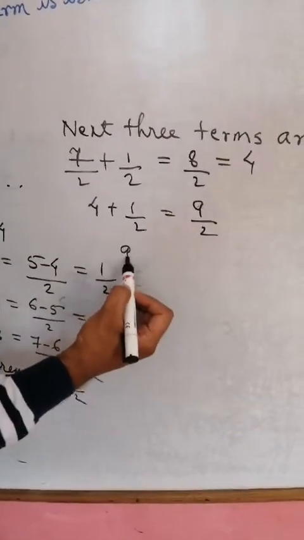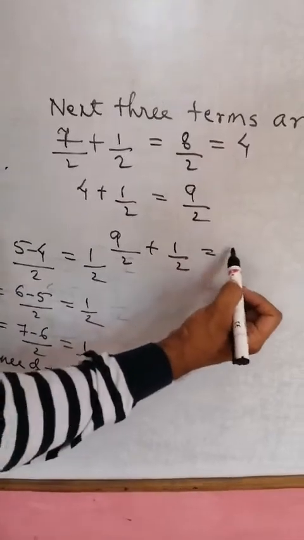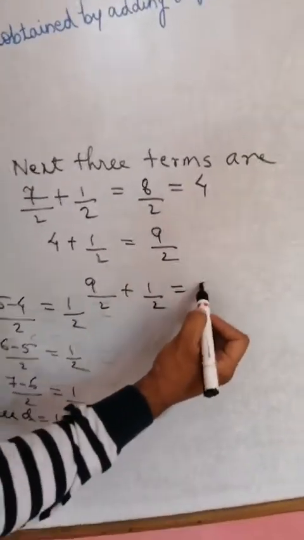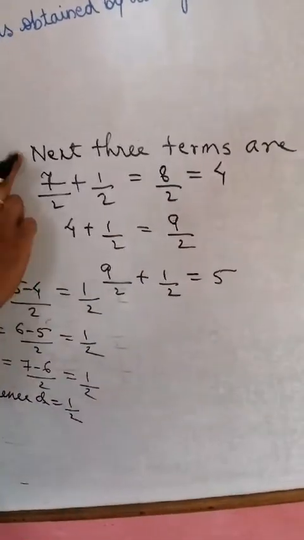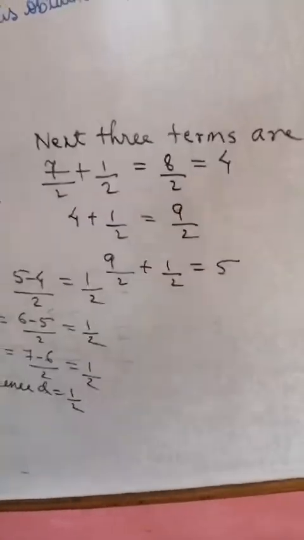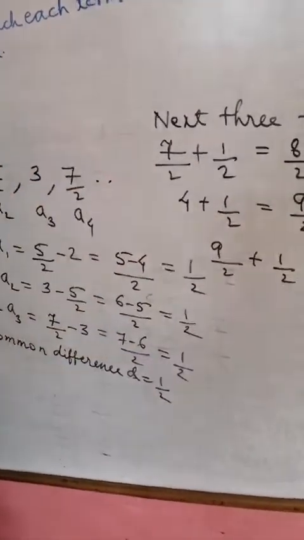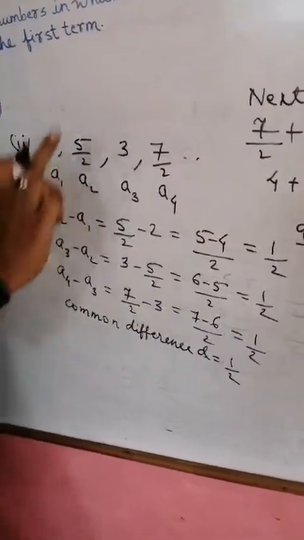Now in 9 by 2 we'll add the 1 by 2. So we'll get here 10 by 2, that means 5. So we got the next numbers, 9 by 2 and 5, because the common difference is D, and the common difference is 1 by 2. As the common difference is the same, it forms the AP.